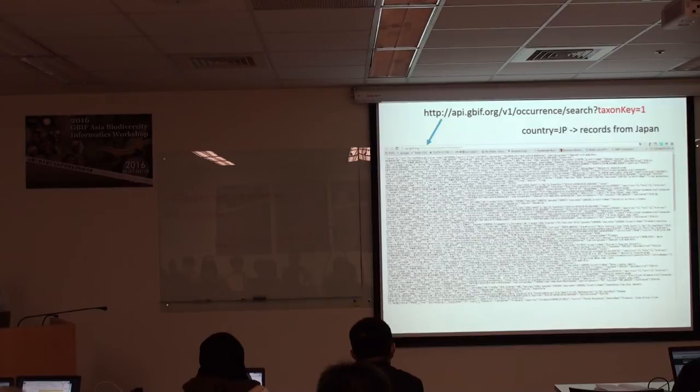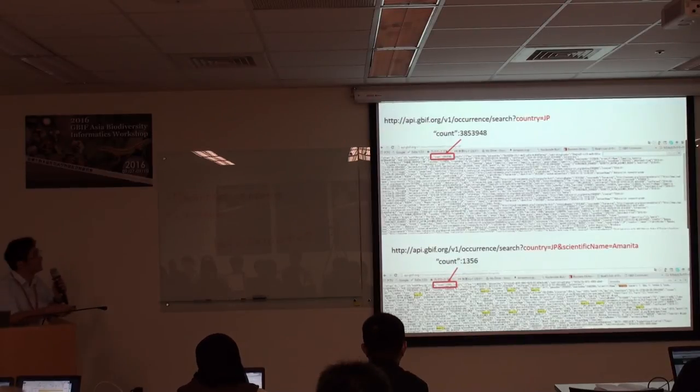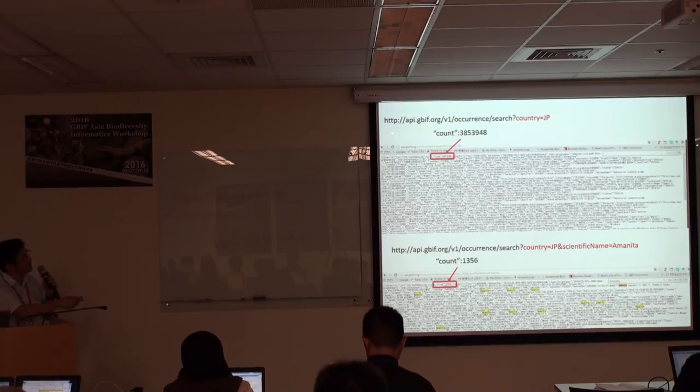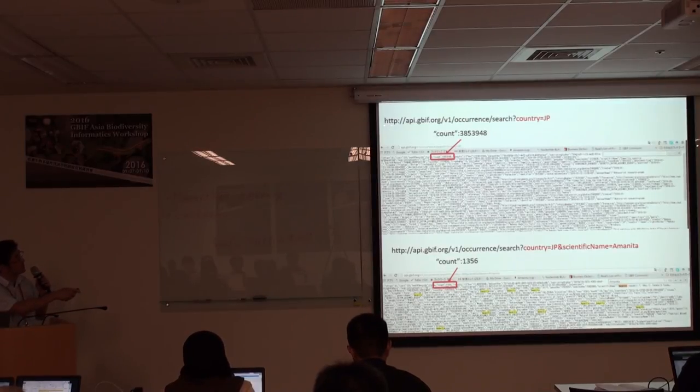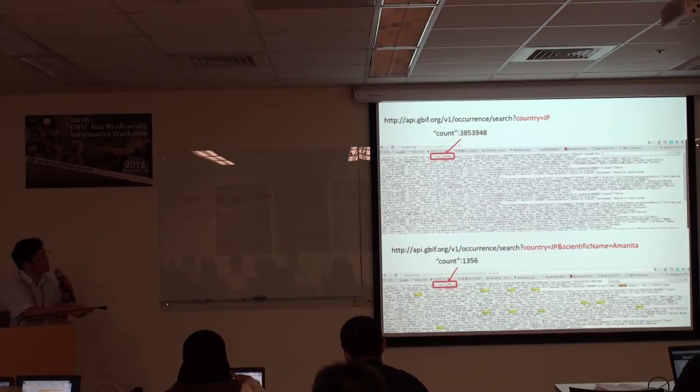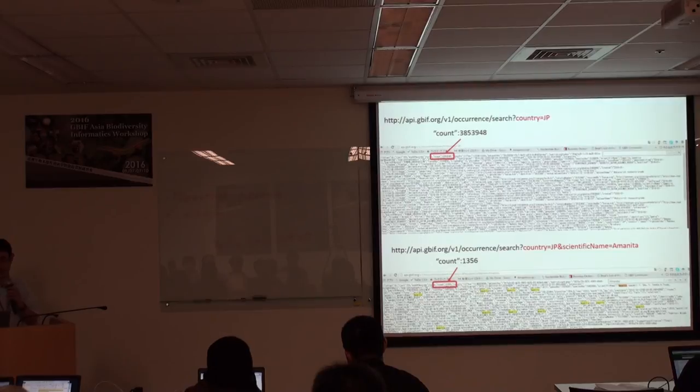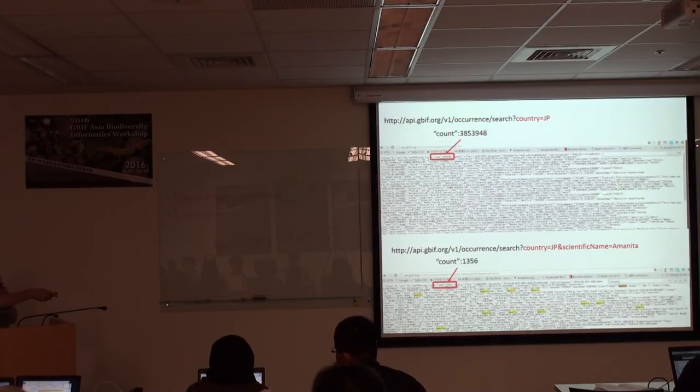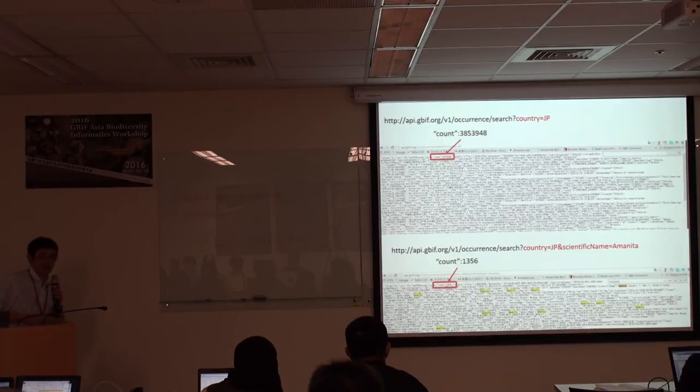Yeah, please do. Type this one, HTTP something, occurrence, search, country equals JP. And then, immediately, GBIF will answer. It's full of letters. So has anyone succeeded? If you have succeeded, please raise your hand.